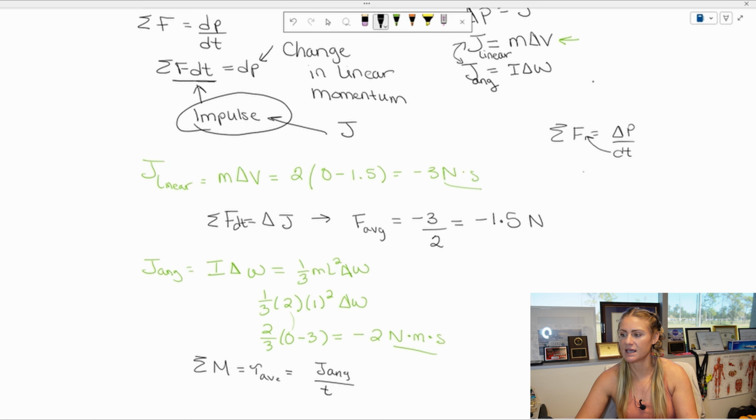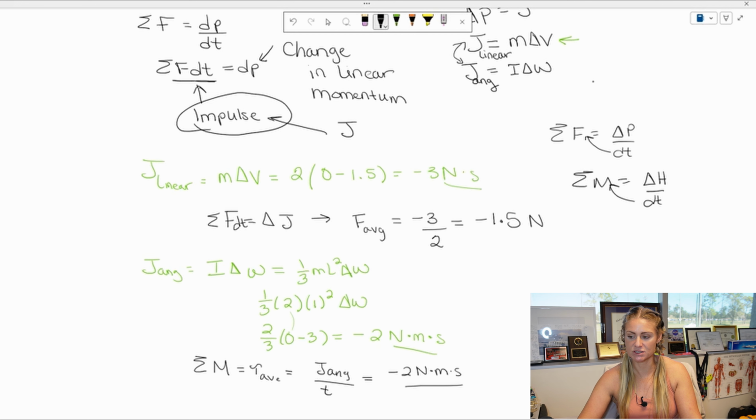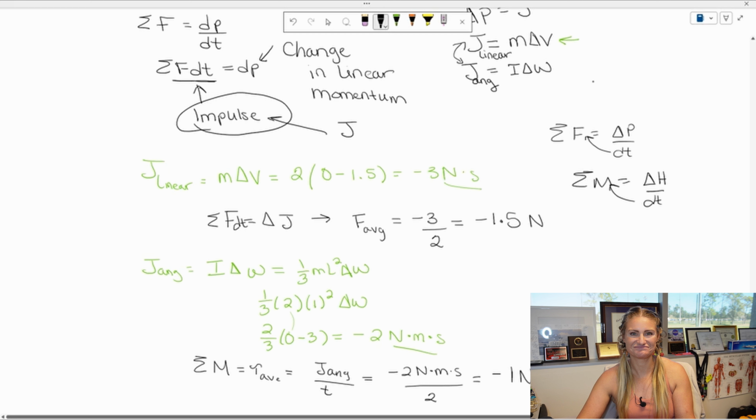It would be the same for moment, which would be the change in angular momentum over time, and you bring that time over, okay? So if I'm looking for the moment that it requires, then I would do -2 Newton meter second divided by the time it took, and I think it was asking for 2 seconds. So this would equal 1 Newton meter. Okay, so that's a kind of simple example. I'm sure I'll do another video with more.